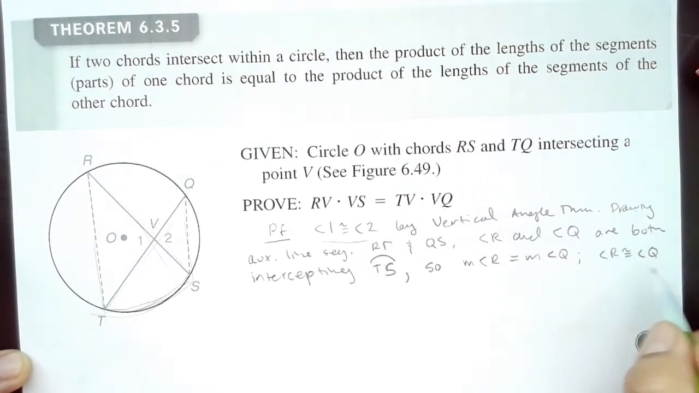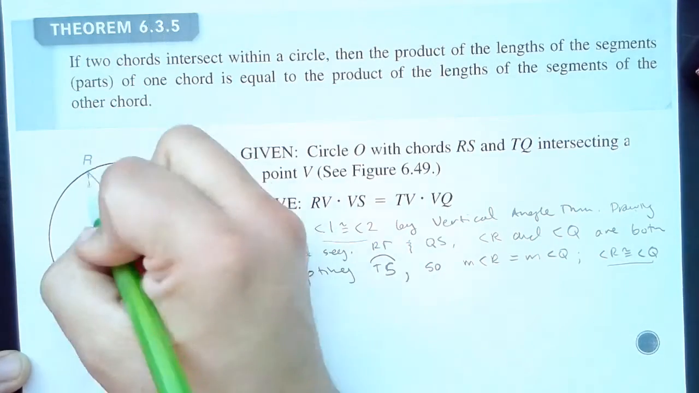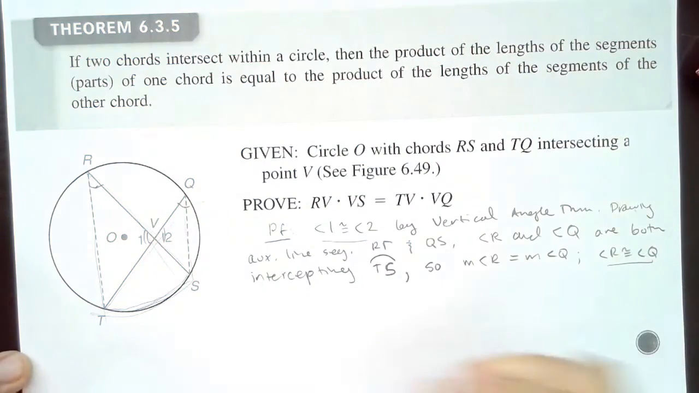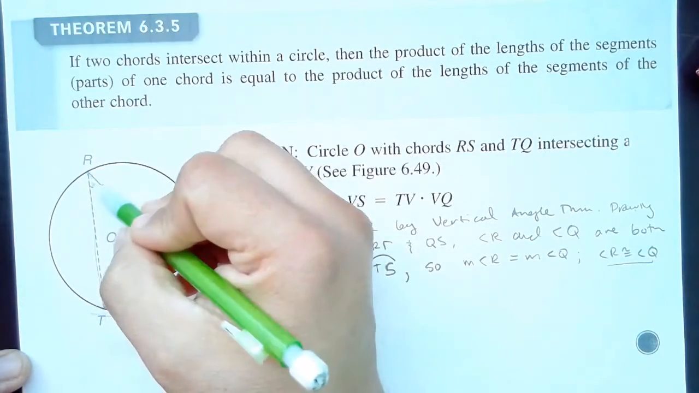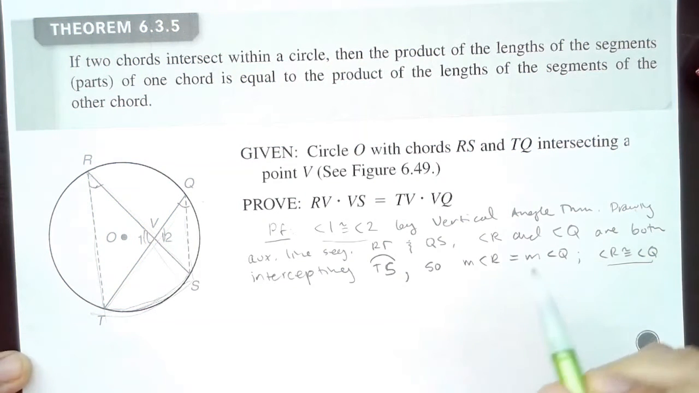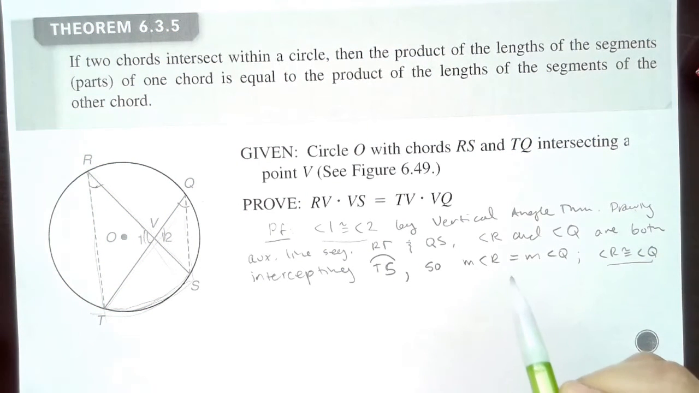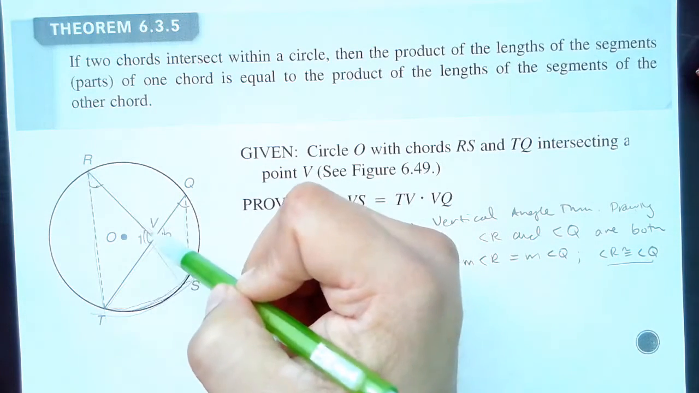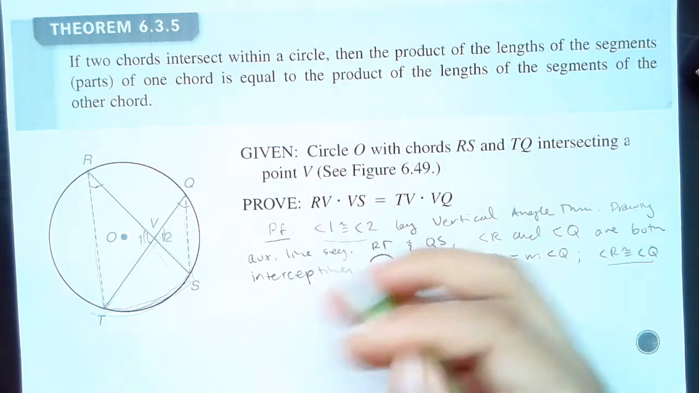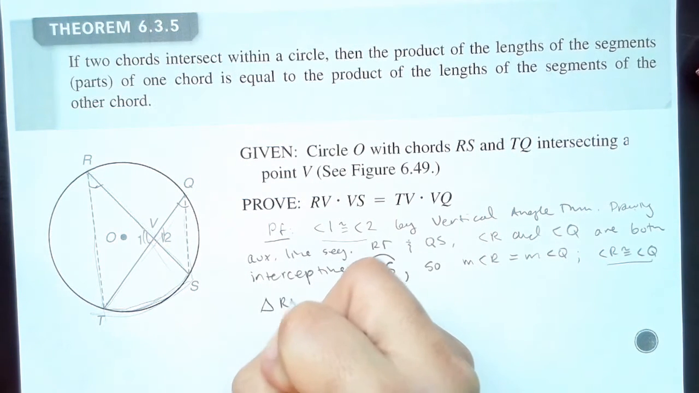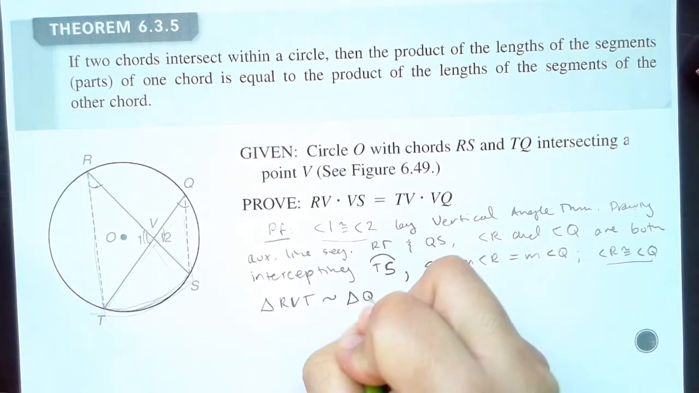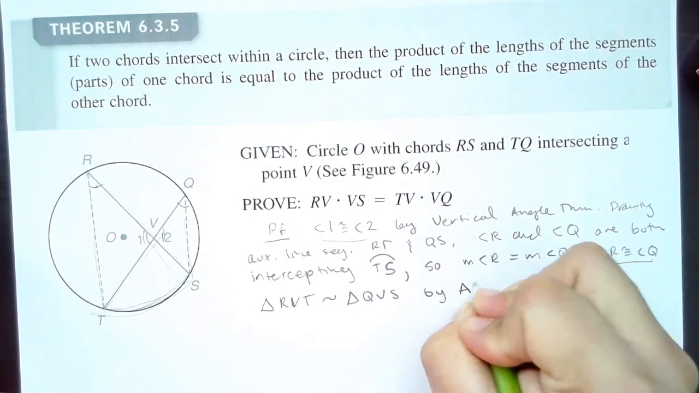So we have that angle 1 and angle 2 are congruent, and angle R and angle Q are congruent. So we have two angles. This one is congruent to this one, and this is congruent to that by vertical angles. So we can say now that triangle RVT is similar to triangle QVS by the angle-angle theorem.